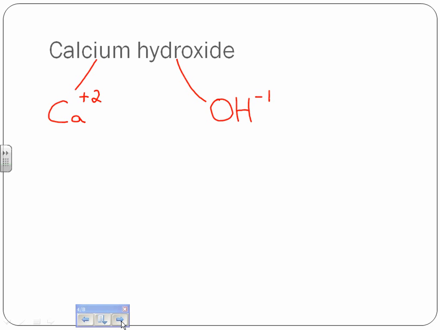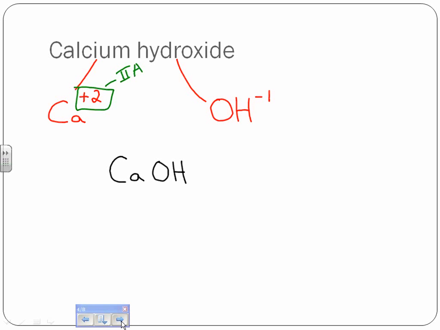So how do we know this? Well, we know that the calcium is a positive 2 because this is group 2A, and hydroxide, being a polyatomic ion, is on our list of common ions. So hopefully we're referring to that while doing this. So now we put these formulas together, the Ca and the OH.